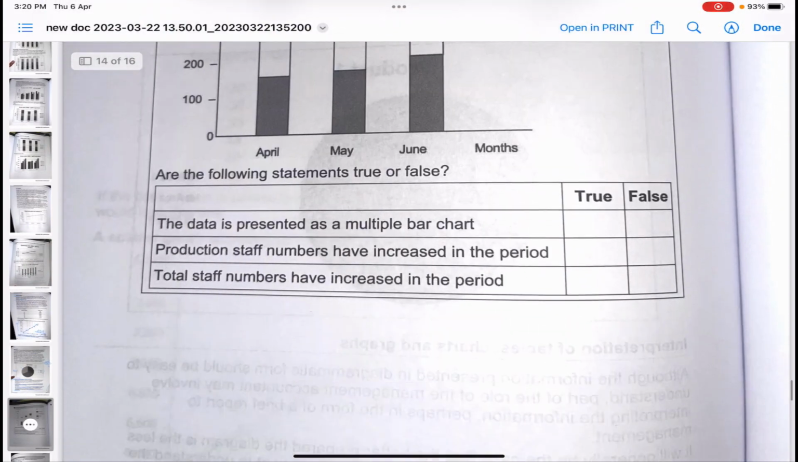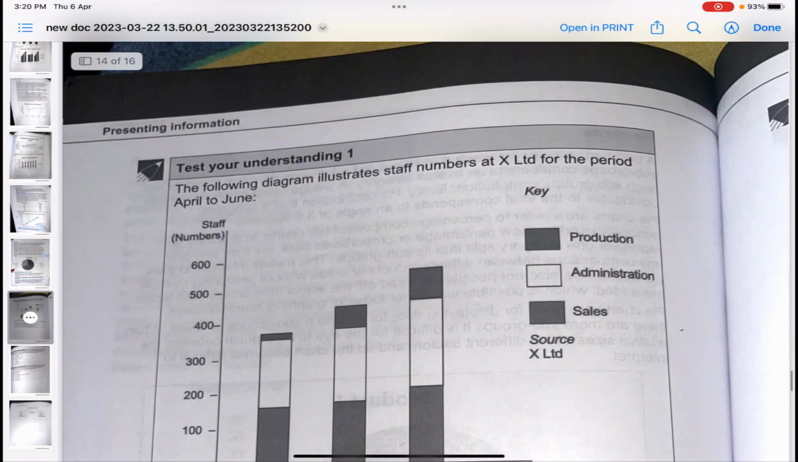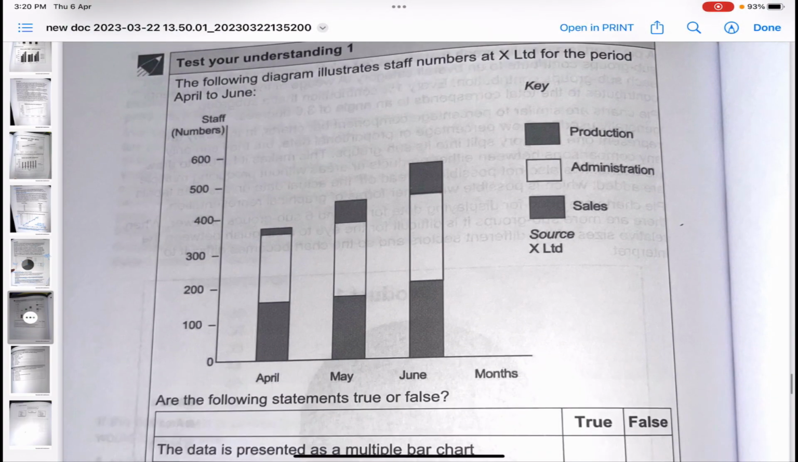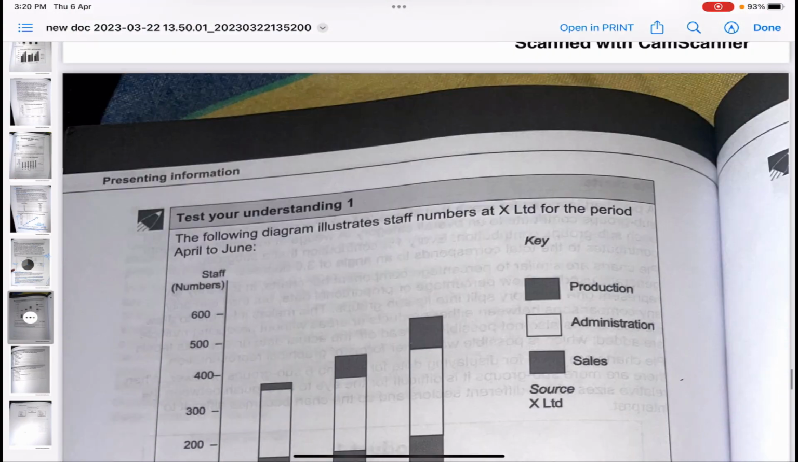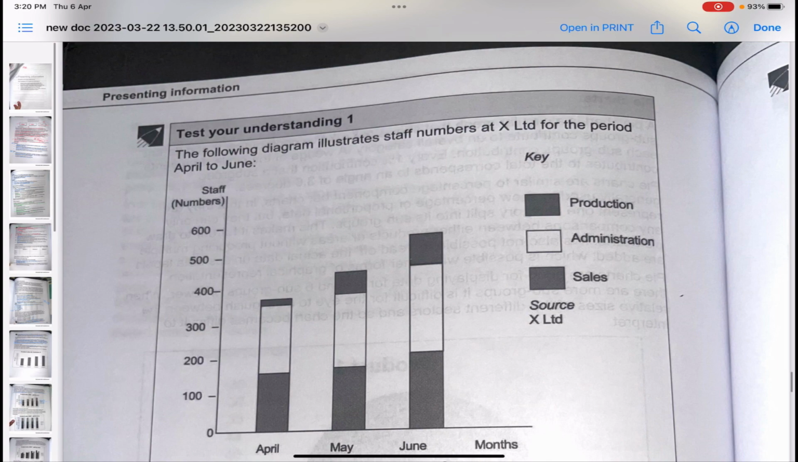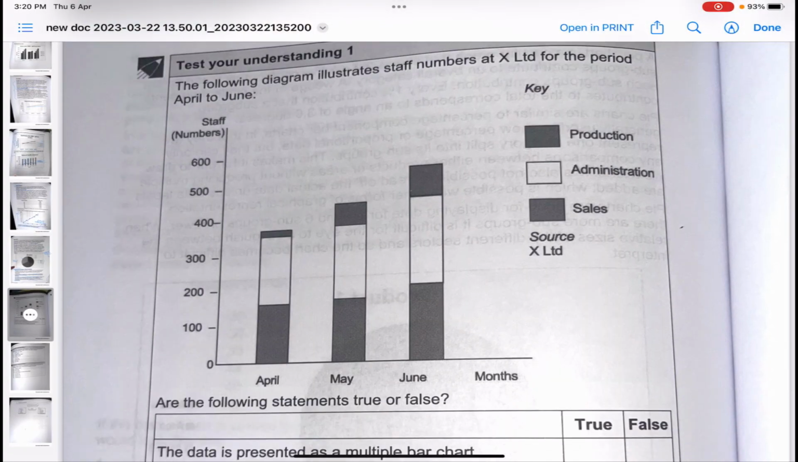Alright, so let's just quickly do our test your understandings and then we'll be done with the chapter. Start solving this, then I'll discuss the answer. Chapter number, what's the number again? Chapter 17. Okay, start the question.